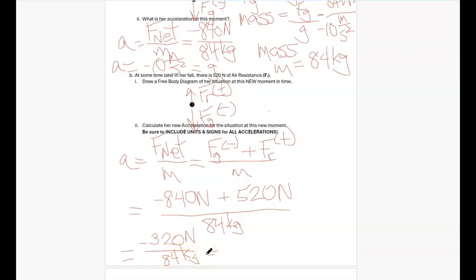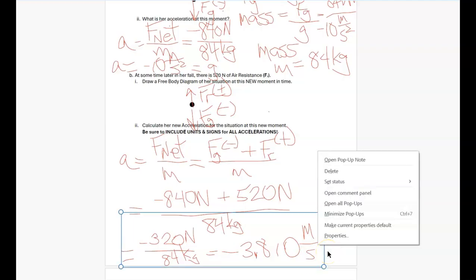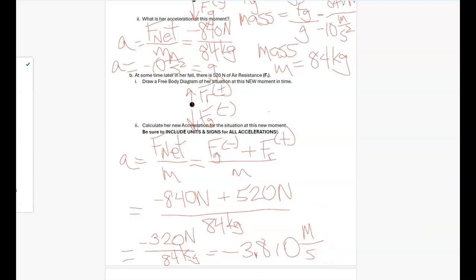And when we divide that out, we get an acceleration of negative, because she's still falling downward and getting faster and faster, just not as high an acceleration as before when there was no air resistance. And her acceleration is negative 3.810. And the units are meters per second squared, because that's what it always is for acceleration, including acceleration due to gravity. And that's her acceleration.